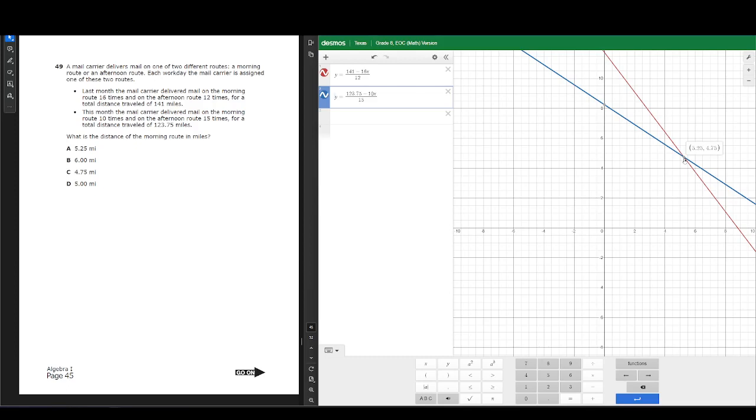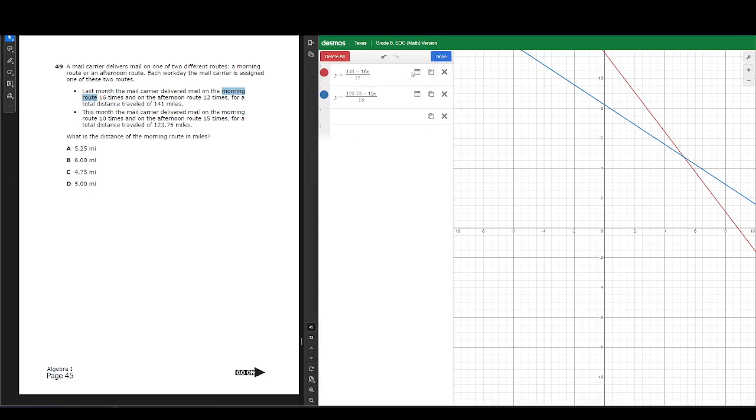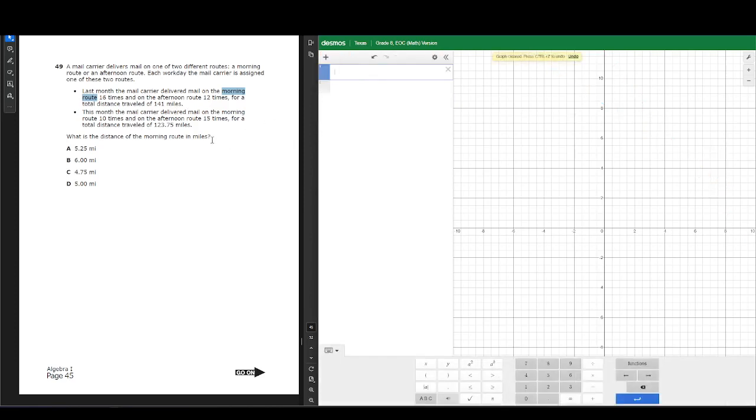So we have to be careful here because both of those are presented as answer choices. So we have to see here that it says the morning route, and note that we made the morning route x because it was the first one listed in the story. So our answer here is going to be 5.25. And of course, we could solve that as a system using elimination or substitution or graphing.